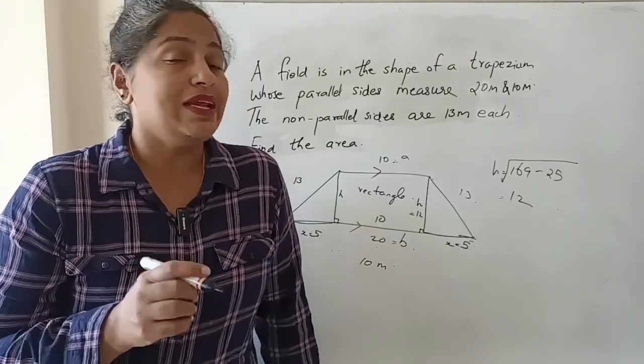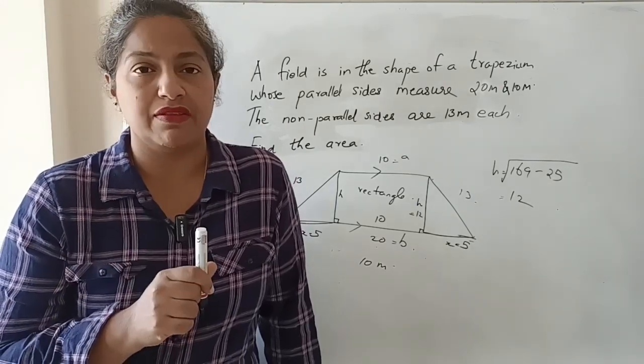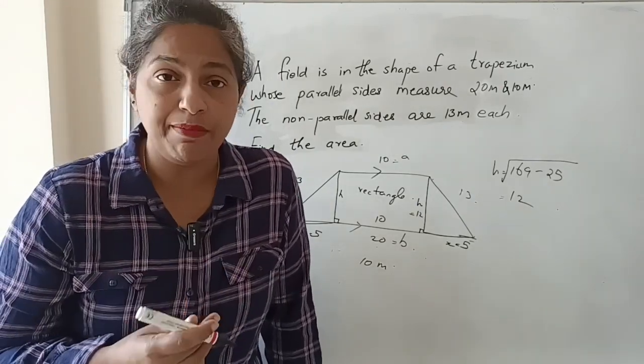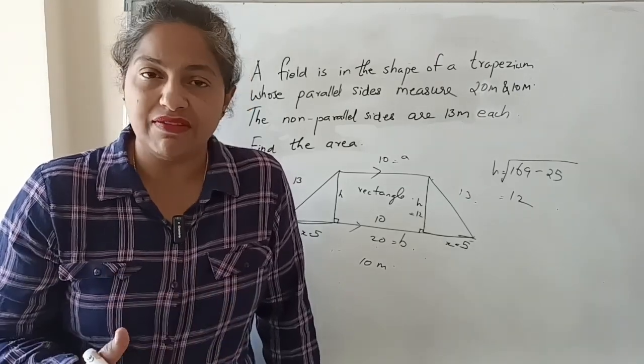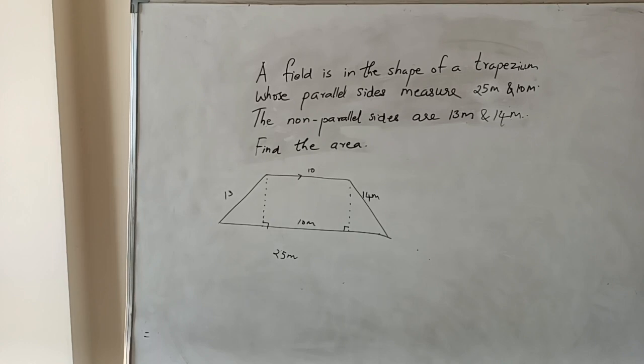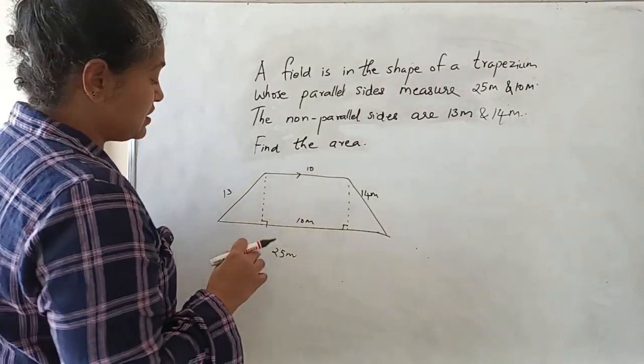Okay, so now let us see how to find the area of a scalene trapezium. Whether we can apply the same method as here or whether we should resort to another method is something we will see when we are doing the sum. So now, getting back to the previous sum of the scalene trapezium, the non-parallel sides are 13 meters and 14 meters over here. I have drawn the scalene trapezium, you can see.